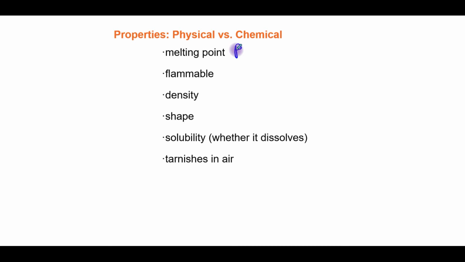The melting point is physical change, chemical change, flammable. Density is physical, shape is physical, solubility is actually physical, and tarnishes. So if I have silver and it tarnishes, that is actually a chemical change because the silver has been changed to silver oxide. That's what tarnish is, some sort of oxide. And many metals tarnish or change into their oxide.